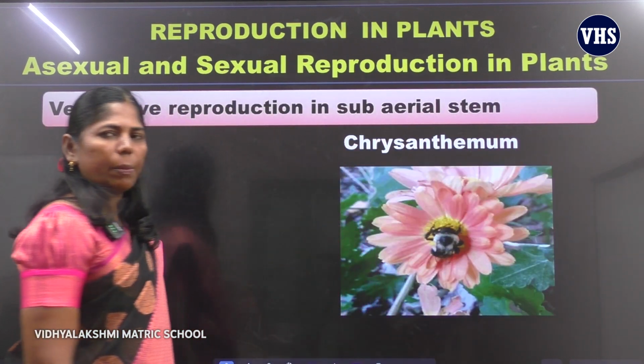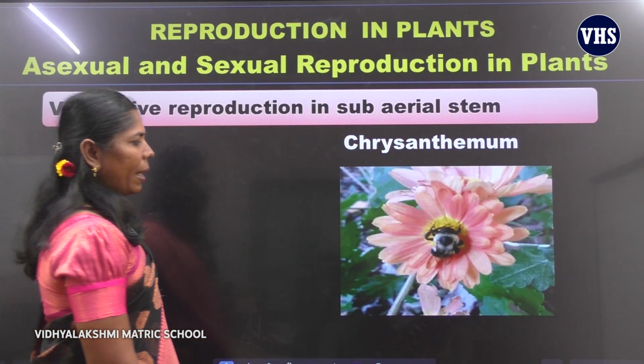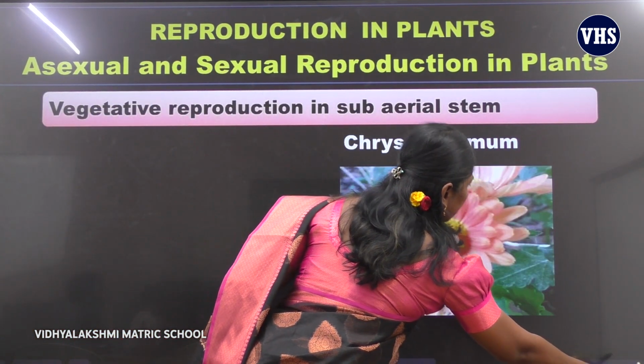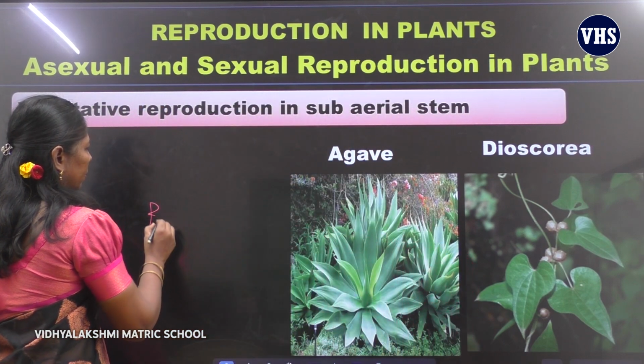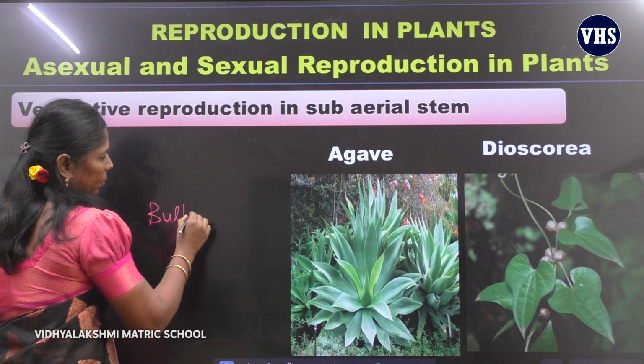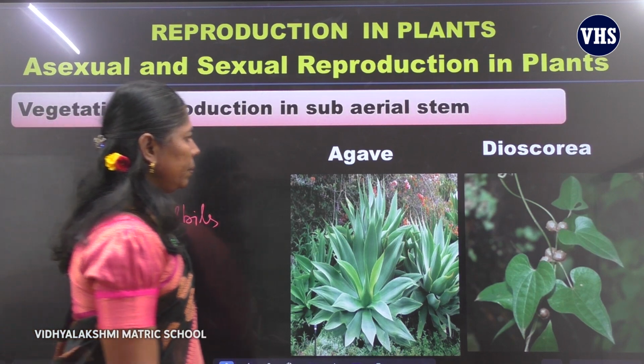And next one is the example for the suckers. It's a chrysanthemum. Okay, this is an example for the bulbils.